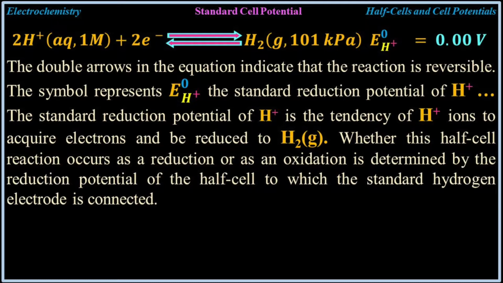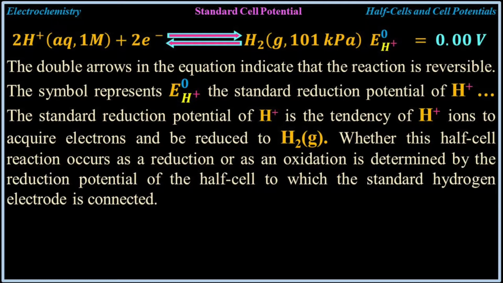The reaction: 2 moles of hydrogen ion, aqueous, 1 molar, plus 2 moles of electrons yields 1 mole of hydrogen gas, 101 kilopascals. E naught hydrogen ion equals 0 volts. The double arrows in the equation indicate that the reaction is reversible.